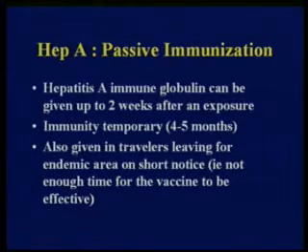Here's passive immunization. Hep A immune globulin can be given up to 2 weeks after an exposure. Up to 2 weeks, that's important. Immunity is temporary. It lasts only about 4 or 5 months. It's also given to travelers leaving for an endemic area on short notice. That is not enough time for the vaccine to be effective, but most providers, I'd say, would give the vaccine anyway.